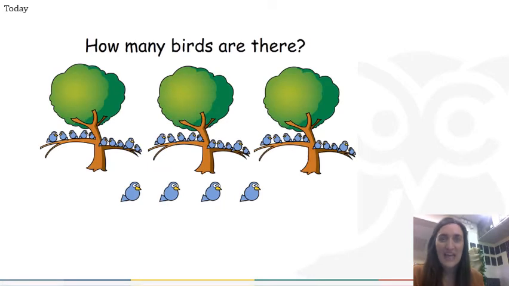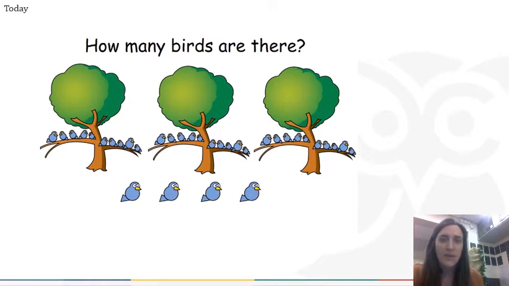How many birds are there in this picture? If you look closely, you'll see that there's 10 birds on each tree. So you could count the birds on the trees in tens. We've got 1, 2, 3 tens. Let's count in tens. 10, 20, 30. 30 birds on the trees.